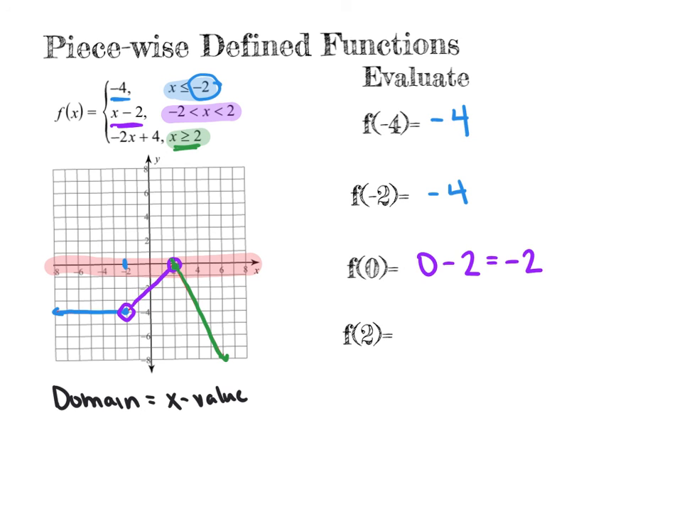The last one, f of 2: you have a 2 here and a 2 here, but it's only equal to on the green function. So here I'm going to evaluate with the green function when x is 2. That'll be -2 times 2, because that's what your x is, plus 4. Well, -2 times 2 is -4, plus 4, that's equal to 0. And we can see that when x is 2, which is right here, the y value is 0. So that's how we evaluate a piecewise defined function. All right?